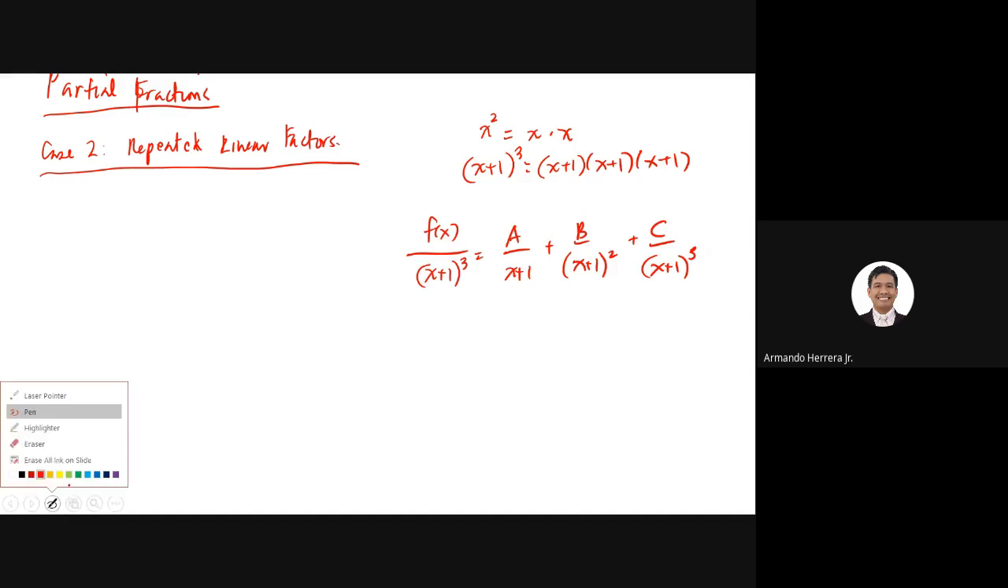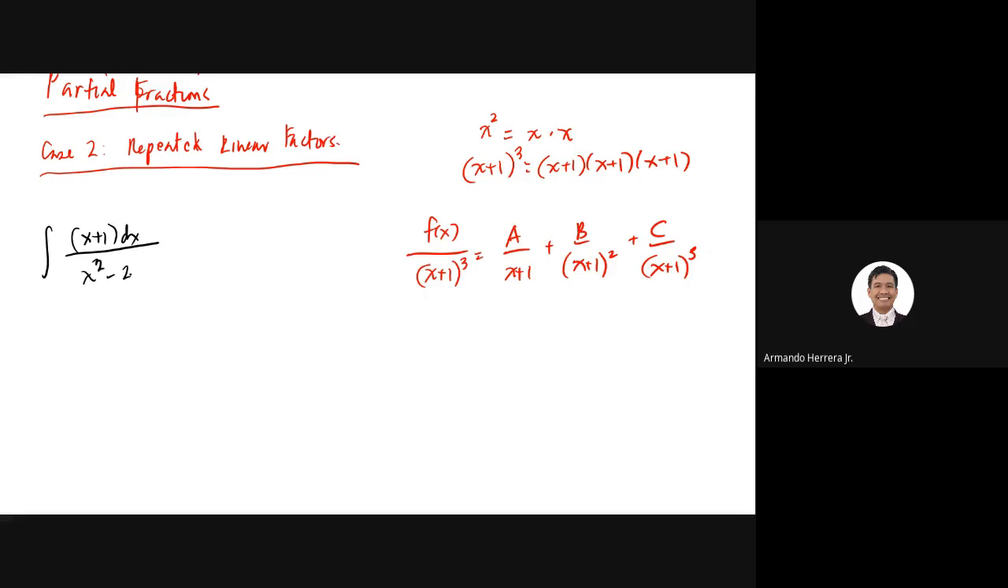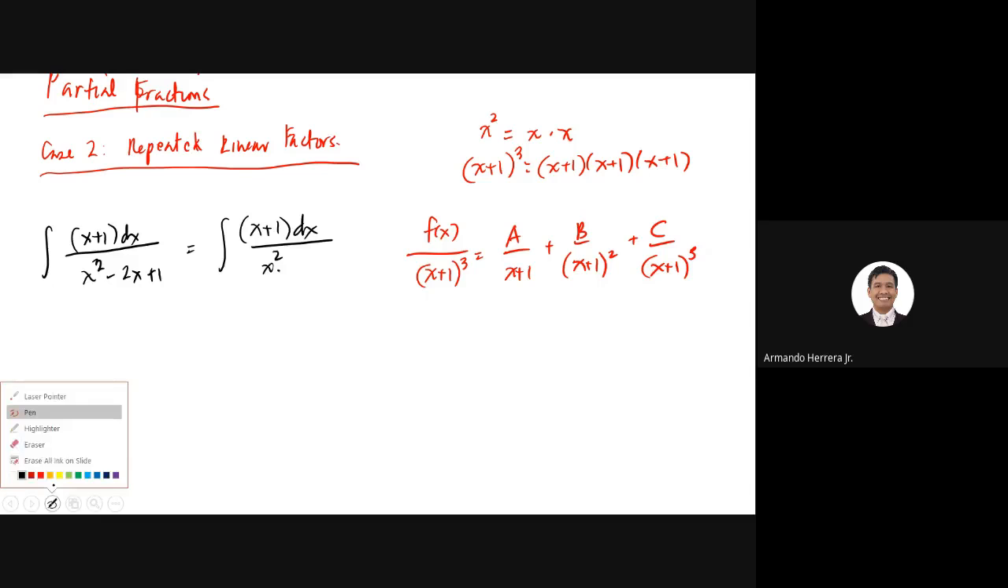So let us try to solve examples for this particular case. So I have here, say for example, integral of x plus 1 dx over x squared minus 2x plus 1. So first, we have to identify the case. So by factoring out the denominator, magiging siya integral of x plus 1 dx all over x minus 1 raised to the second power.